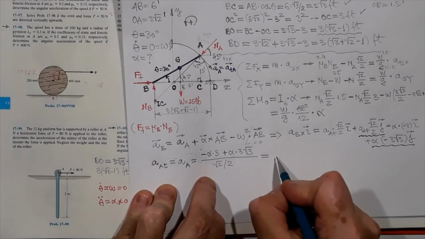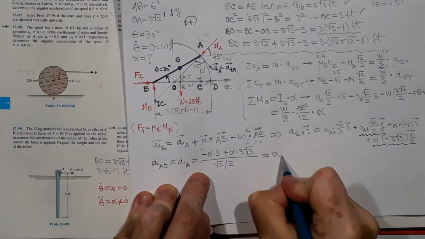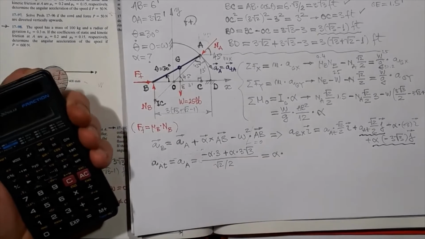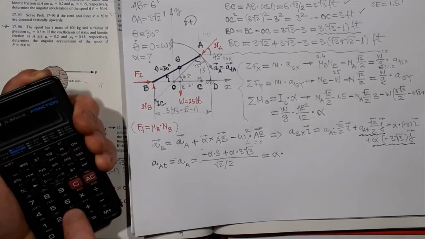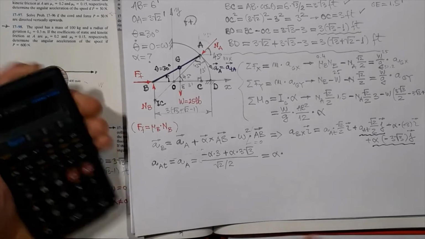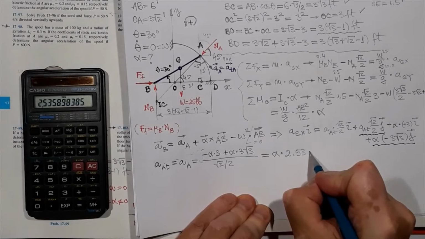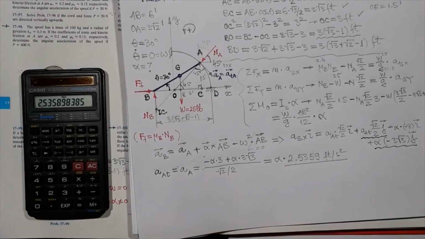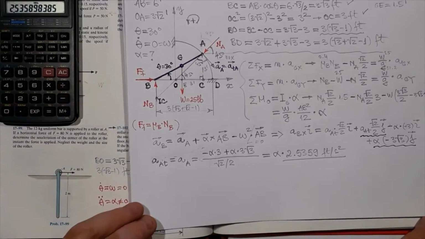So acceleration of T, what do we have? We have some alpha, it will be a positive value because this is bigger, so I have alpha times, let's see quickly what everything here is. So 3 square root of 3 minus 3, times 2 over square root of 3 equals alpha times 2.5359 feet per second squared.